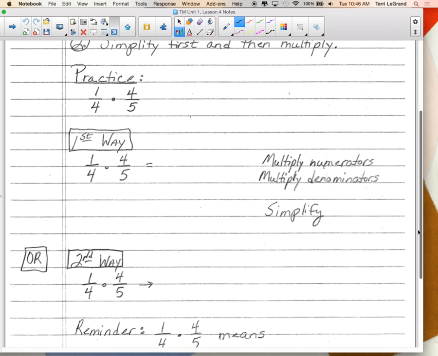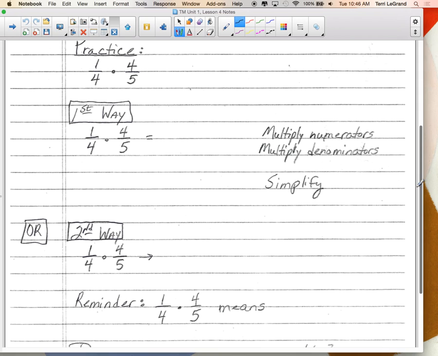Does that make sense? So let's see if it works when we do what we call the algorithm way, that's just not having the picture, the area model. So the first way, remember, is multiply first and then simplify. So we multiply the numerators. So 1 times 4 upstairs, what is that, class? 4. We multiply the denominators downstairs. 4 times 5? 20.